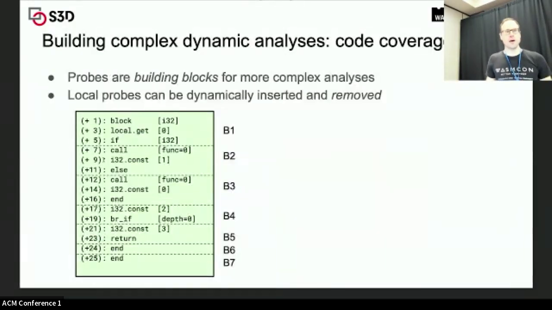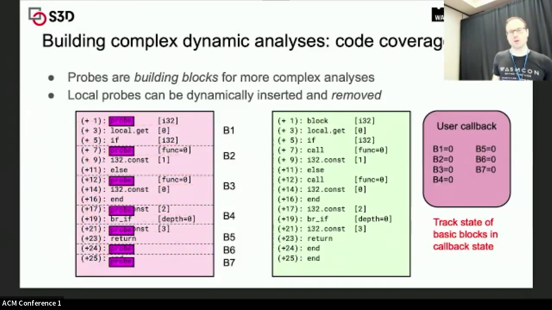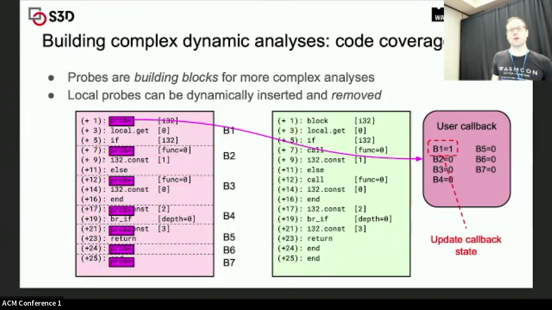So I'll give you an example of how we build a complex analysis like code coverage. You should think of probes as the building blocks for other analyses, in particular, code coverage. If we were to implement code coverage at a basic block granularity, we can insert probes at the beginning of every basic block. When they fire, they call into a callback that keeps some state on the side and just tracks which basic blocks have been executed.